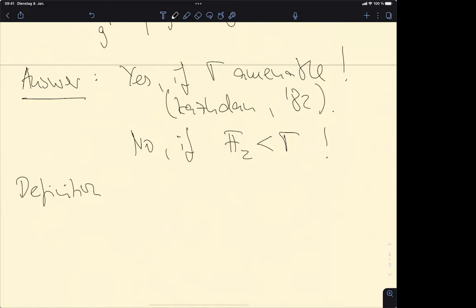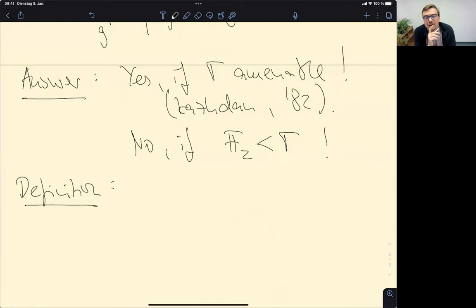Sorry, just one quick question. Is there an explicit example of a solvable group gamma such that the answer is no? A solvable group? Any solvable group is amenable. Yes, the answer is always okay.